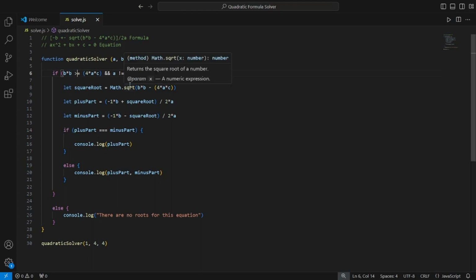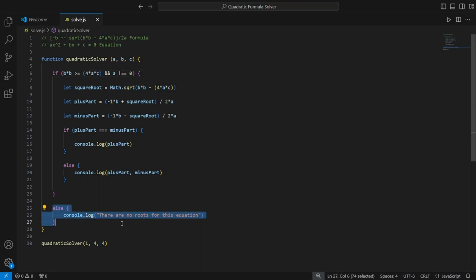If it's not true, so let's say that B multiplied by B, or B squared, is less than 4 multiplied by A multiplied by C, then you're going to get this else statement, which says that there are no roots for this equation. That makes sense because in the square root we have B multiplied by B minus 4 multiplied by A multiplied by C, which means that if B squared is less than 4AC, this becomes a negative value. And if you square root the negative value, you get an imaginary number, which doesn't work if you're doing the xy plane. So in that case, you're not going to get any roots for the equation, which is why we have here, there are no roots for this equation.